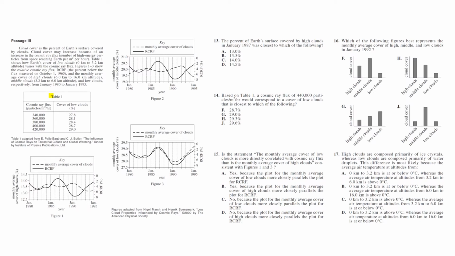So in this passage, you'll see there's a table that deals with cosmic ray flux, cover of low clouds. We have a key that has RCRF. Assume that's defined up here. Here it is, in case you need it. Monthly average, monthly cover of clouds. It looks like these are high clouds, so it looks like the same thing here except for middle clouds and low clouds. So just 3 different stratus of clouds.